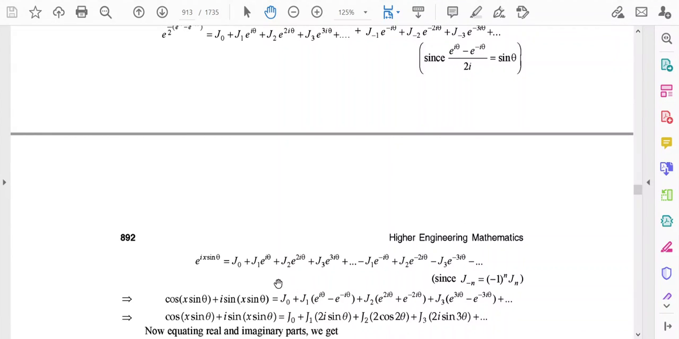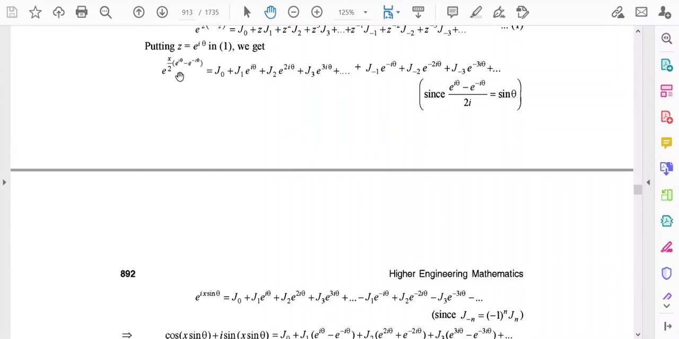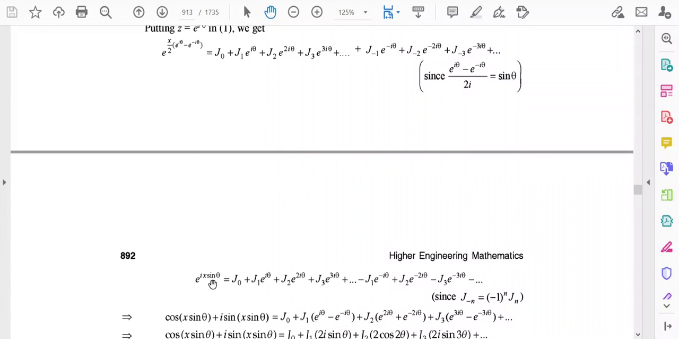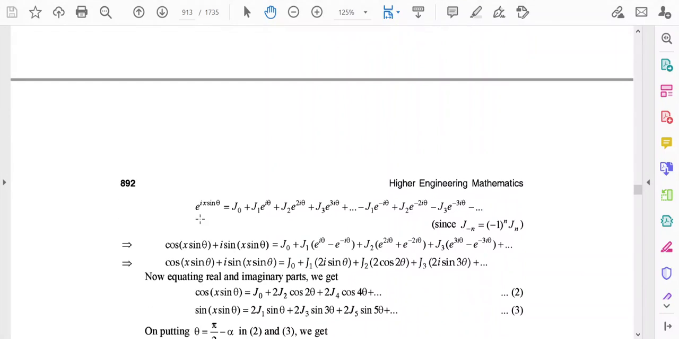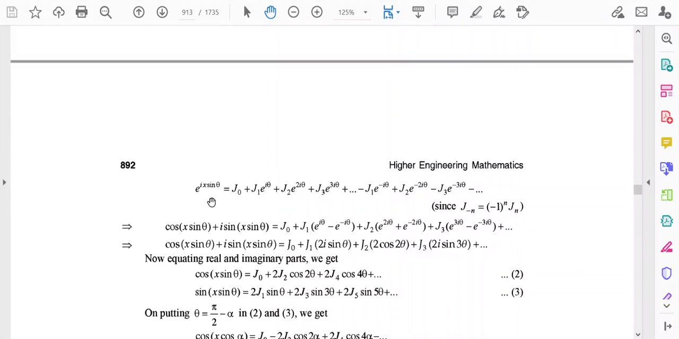Then we obtain this expression, and the left hand side has been written using this equation. That is, for the left hand side we have written e to the power ix sin theta. This is the left hand side and this is the right hand side. Now we know that e to the power i theta is equal to cos theta plus i sin theta. So using this formula, the left hand side we write as cos of x sin theta plus i sin x sin theta.